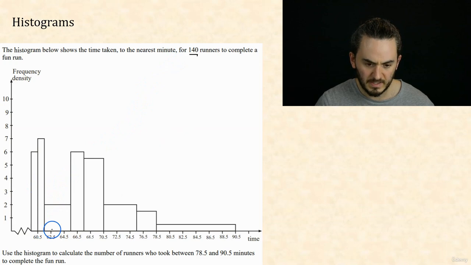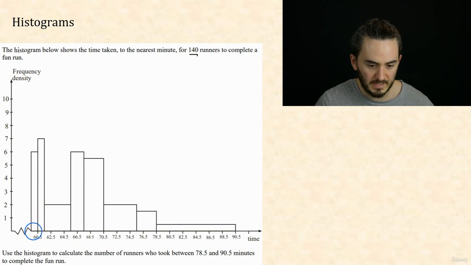Okay, it's kind of horrible to work out these gaps, but this one here goes from 78.5 to 80.5. So each of these 1 centimetre gaps is 2. That means this is a gap of 1, and that's a gap of 1. Okay, so we can work this out now.